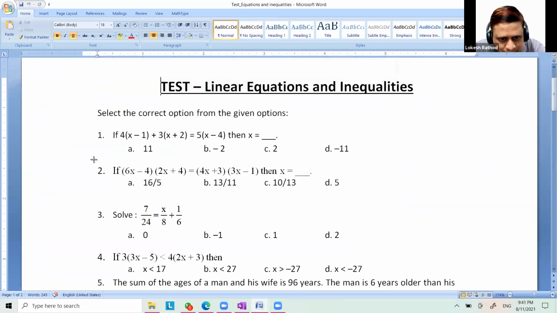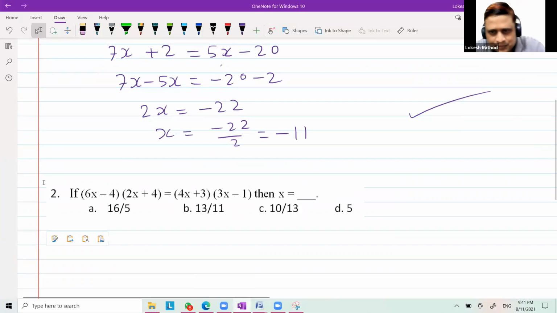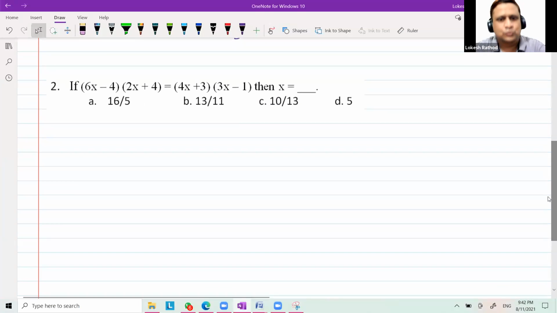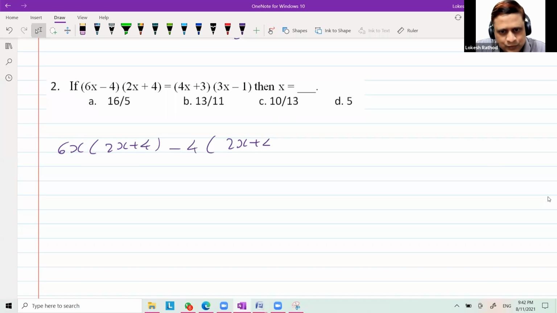Second is this. So here again is a similar question for equation only. But here there are 2 brackets on this side, 2 brackets on this side. So if I multiply the left hand side, it is 6x times 2x plus 4, and minus 4 times 2x plus 4. And this side, 4x times 3x minus 1, and 3 times 3x minus 1.